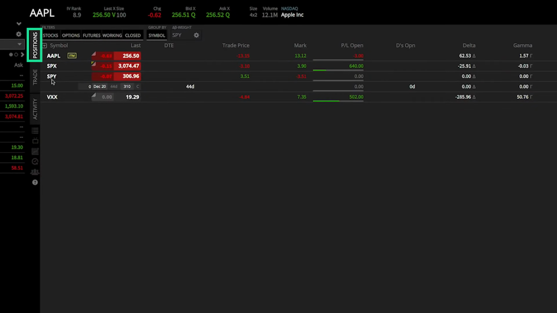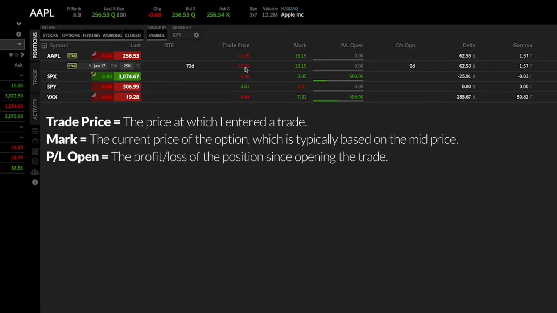To actually go and see that position, I just go to the Positions tab, and we can see that I have a position in Apple, and I can just click on Apple to drop that down, and this shows me that I own one call option expiring in January, and that has 72 days until expiration. The strike price is $250, and this says C, which indicates that this is a call option that I am trading.